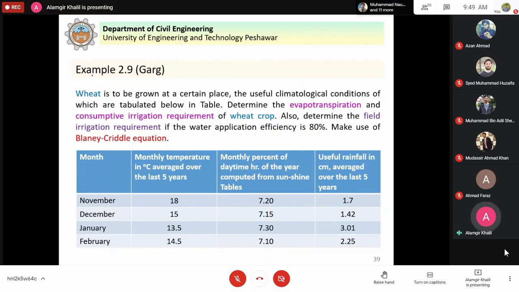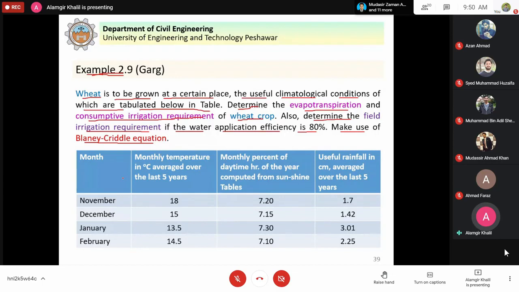We have this problem 2.9 from the book by Garg. Wheat is to be grown at a certain place, the useful climatological conditions of which are tabulated below in the table. Determine the evapotranspiration, that is consumptive use, and the consumptive irrigation requirement of the wheat crop. Also determine the field irrigation requirement if the water application efficiency is 80%. Make use of the Blaney-Criddle equation.